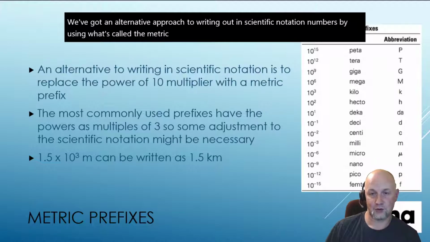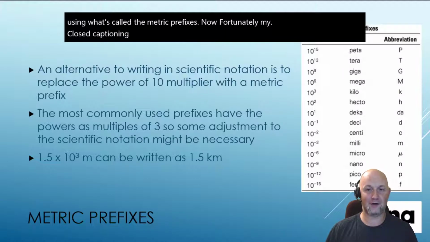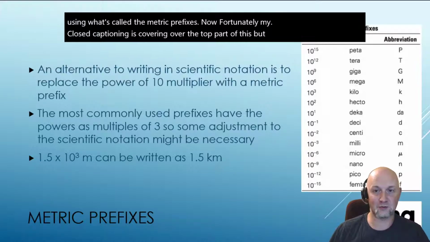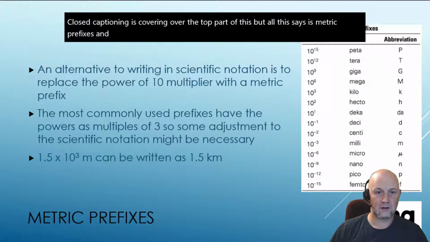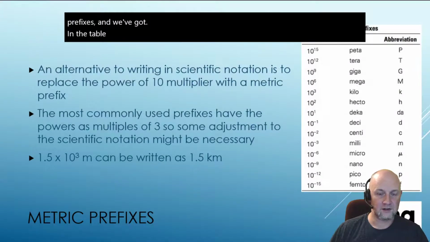Now, unfortunately, my closed captioning is covering over the top part of this, but all this says is metric prefixes. And we've got in the table here a list of common scientific notation multipliers, prefixes, and the abbreviation that go with it.